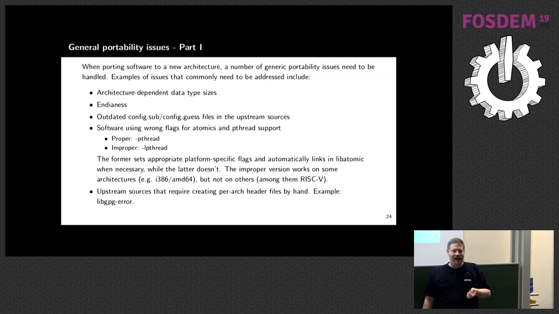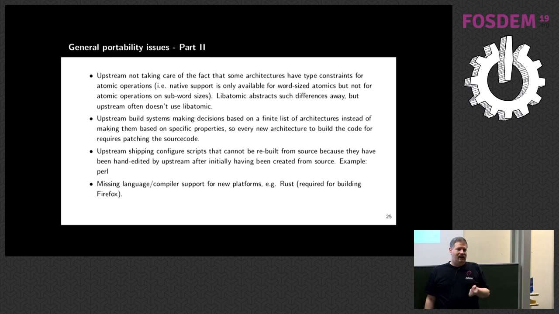And then there are packages that actually require handcrafting header files for each new architecture. LibGG error is one of those examples. Then there's type constraints. We have atomics, but on RISC-V, atomics are only supported on native word sizes, not on smaller objects. The PC architecture allows using atomics on arbitrary object sizes. That's not the case on RISC-V. We have libatomic, which abstracts that away, so if people use libatomic, that's not a problem. But again, many upstream projects just assume that atomics work on arbitrary sizes because that's just the case on PCs. But that's not true for all other architectures.